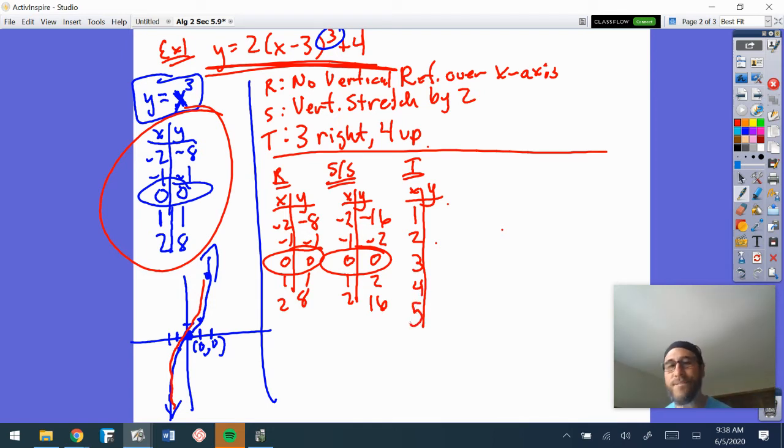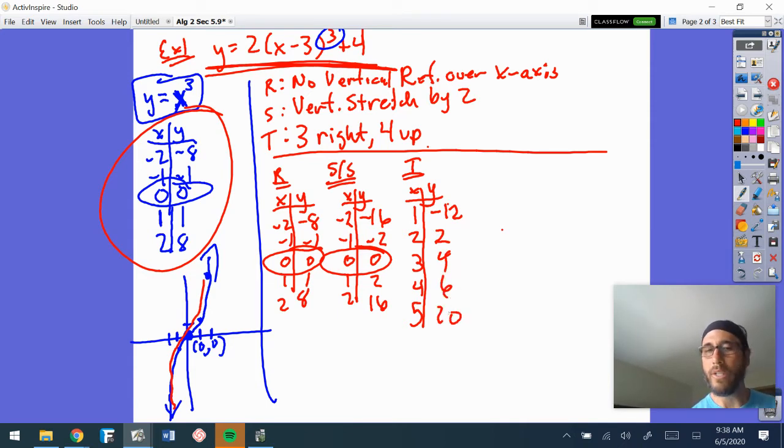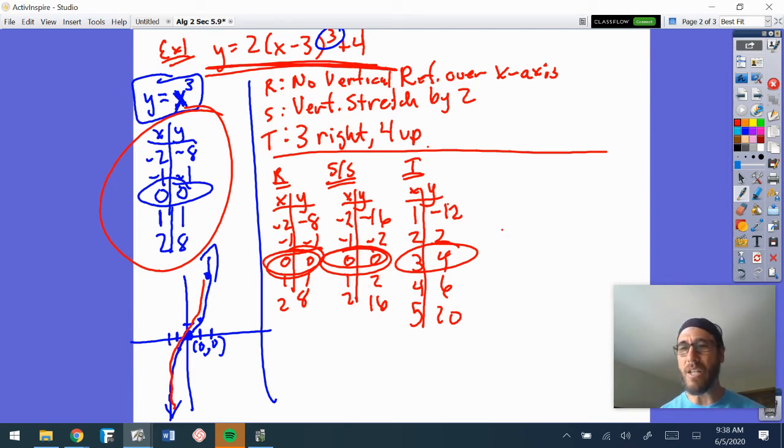Okay, 1, 2, 3, 4, 5. And then 4 up. Negative 16 would be negative 12 if I added 4 to that guy. That'd be a positive 2, that'd be 4, that'd be 6, and that'd be 20. What's important again? So important. And you always want to graph that first. Now I'm done, though. Let's graph this bad boy.